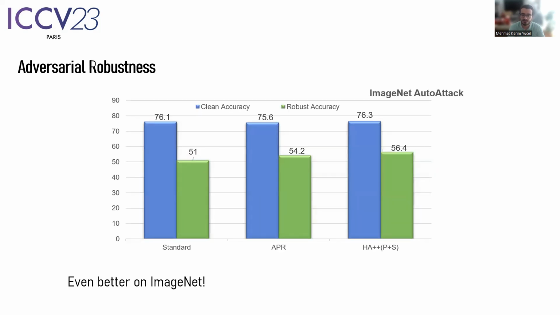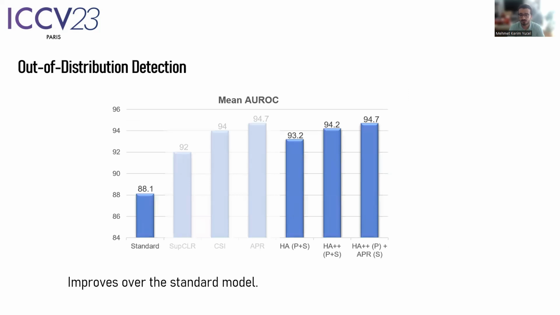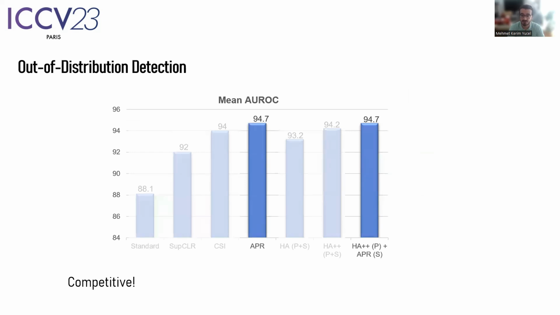Once scaled to ImageNet, our results are actually better, where we comfortably outperform the baselines. In out-of-distribution detection, we managed to improve over the standard model, and we are competitive against the baseline methods.